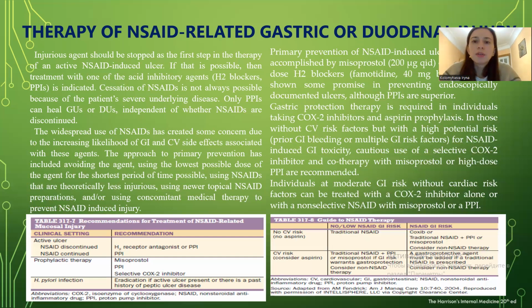High-dose histamine blockers have also shown some promise in preventing endoscopically documentable ulcers, although PPI are superior. Gastric protection therapy is required in individuals taking COX-2 inhibitors, cyclooxygenase, and aspirin prophylaxis.